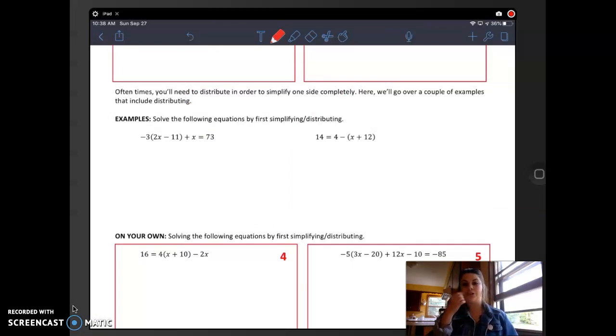Okay, I'm back. So we're going to go on to some examples that include distributing. Now, distributing just means multiplying. I'm going to go through these kind of slowly. They're kind of tricky. I'm not going to lie to you. So again, feel free if you need more help, you need more examples. I'm happy to do more examples with you if you contact me.